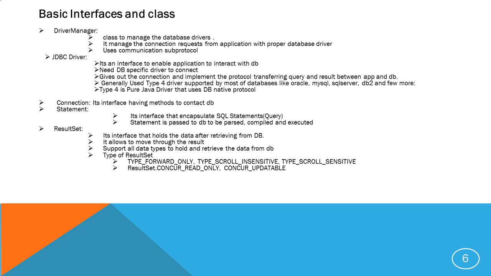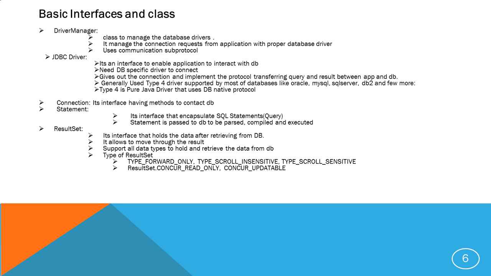It supports all the data types to hold and retrieve the data from the database. If from the query, select star from employee, I'm getting ID, name, date of birth, salary, and department ID, then for each column there is a different data type. Once the ResultSet holds that data, it supports multiple data types to hold each column.